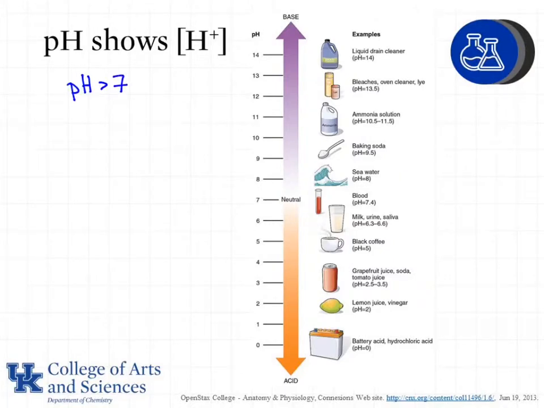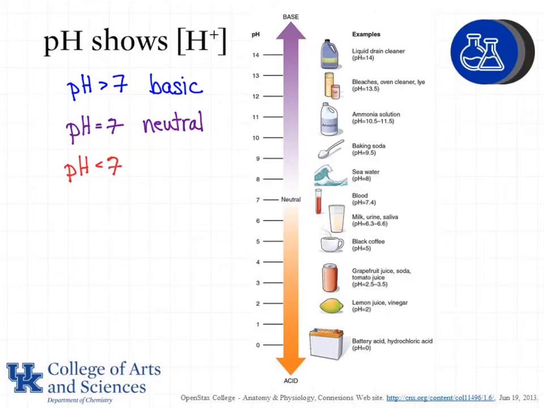When we have a solution that has a pH greater than 7, we know we are dealing with a basic solution. When pH is equal to 7, it's a neutral solution. And when pH is less than 7, we have an acidic solution. The diagram shows examples of various solutions and their pH.